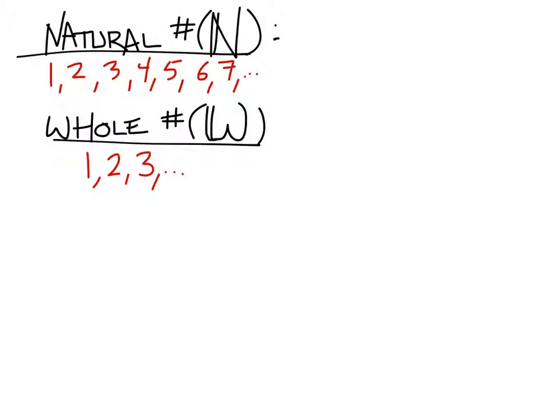But there is a difference. 0. As it turns out, 0 does not occur in nature, but it does occur in whole numbers. Maybe because it looks like a hole. I don't know. Let's go to the next set of numbers.